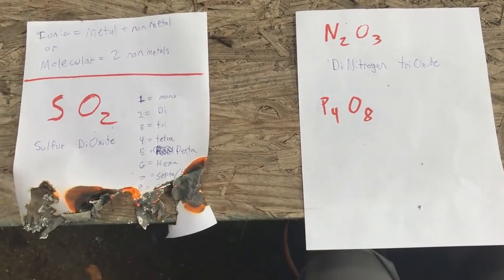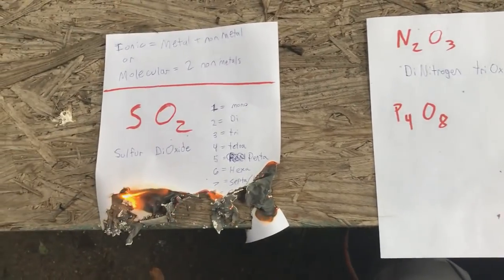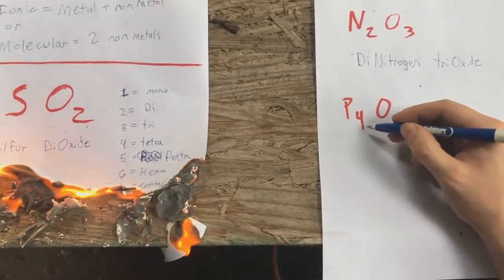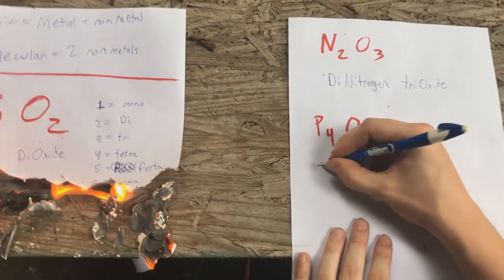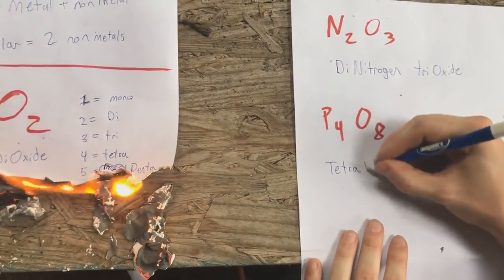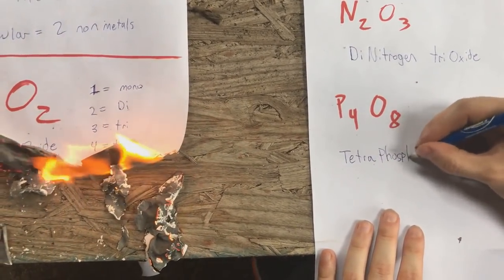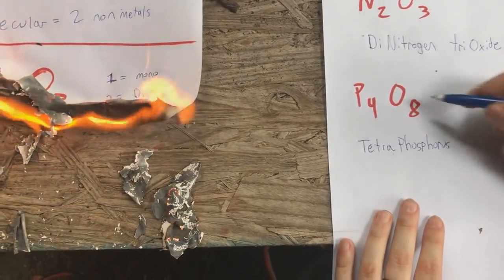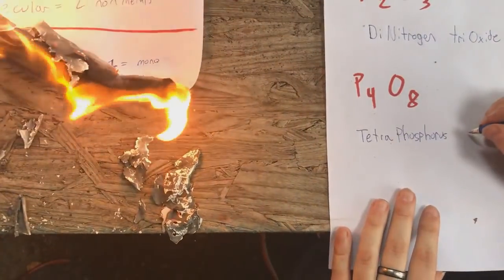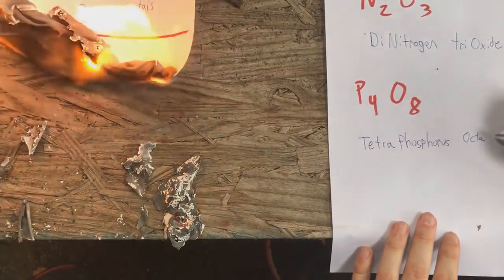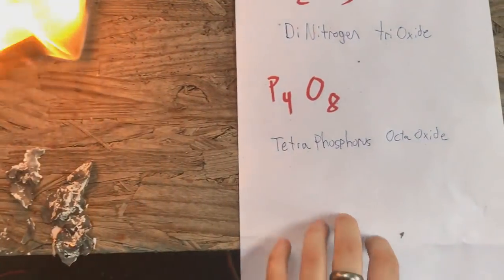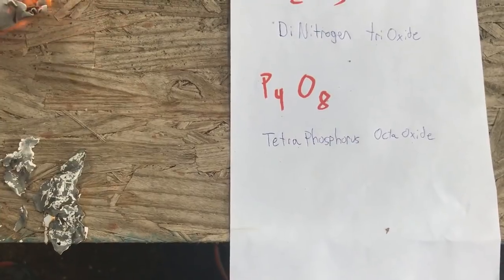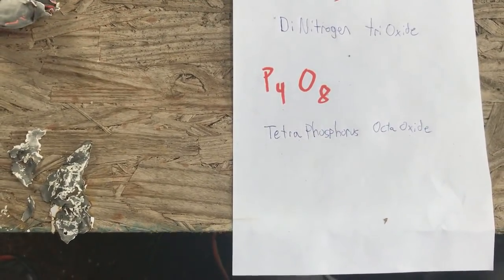Then, maybe a little bit more complicated, you have P4O8. 4, if you recall, was tetra. So we're going to have tetraphosphorus, because that's a phosphorus, if you didn't know. And then we have 8 oxygens, so we'll call that octaoxide. So P4O8 would be called tetraphosphorus octaoxide. And really that's as complicated as a molecular compound name will ever be.